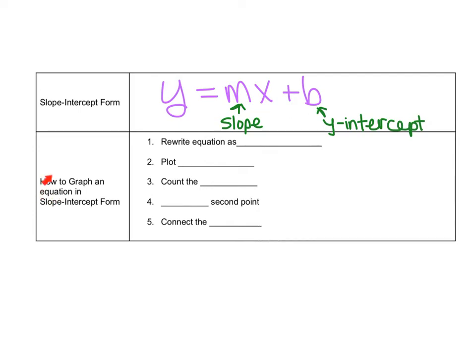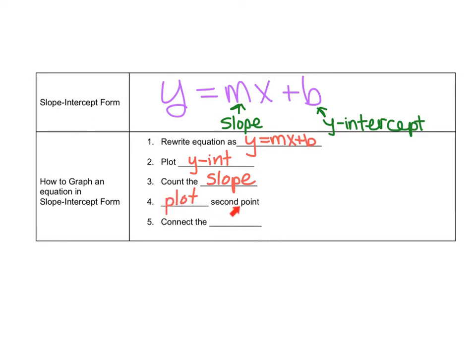So let's move on to focusing on how to graph an equation in slope-intercept form. There are 5 fairly simple steps. First thing we need to do is rewrite the equation in slope-intercept form, y equals mx plus b. Then we will graph or plot where the y-intercept is, so that point on the y-axis. We will then count the slope, so we are going to use rise over run to find where more points are. And we will plot them.